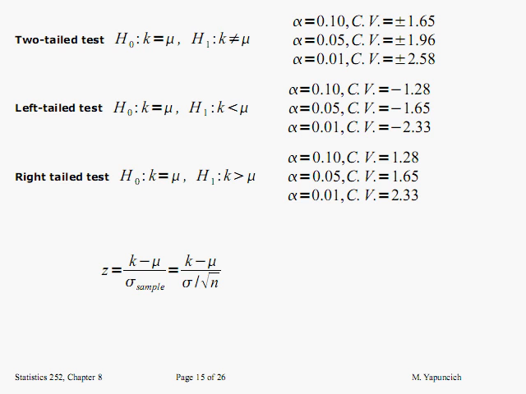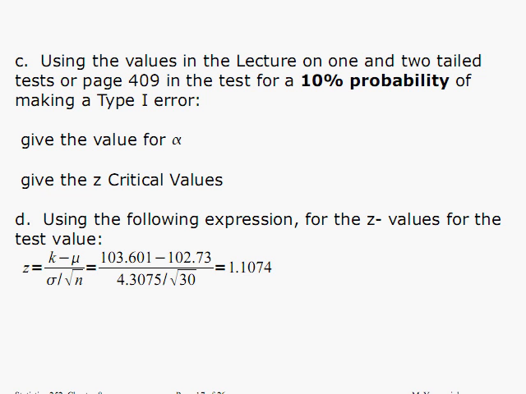So you go back to the chart here, or again, you can use the book too. And this is a two-tail test, and alpha was 0.10, so we need the critical values, and they're given right here, plus and minus 1.65. So we have alpha is 0.10 because of that probability, and the critical values were plus or minus 1.65.